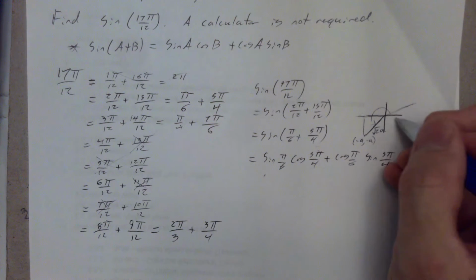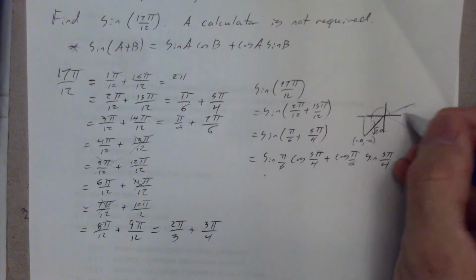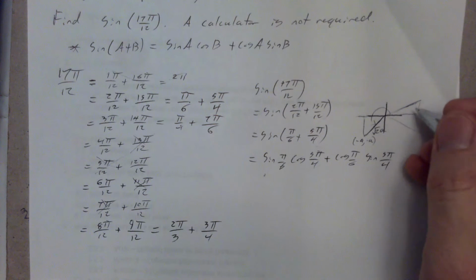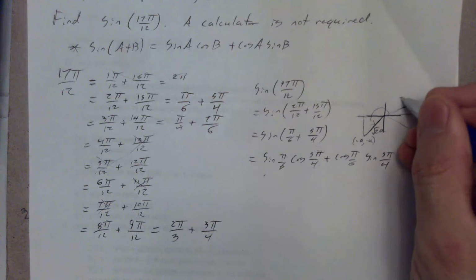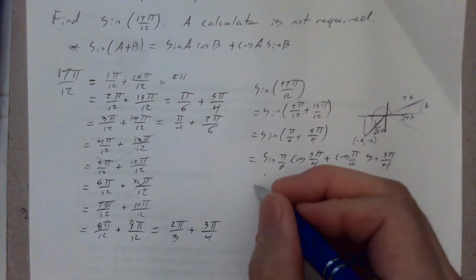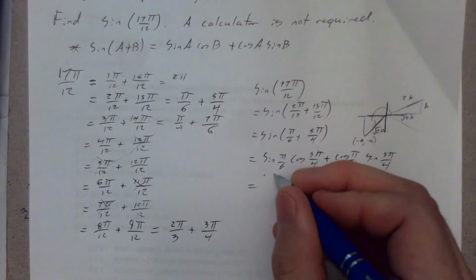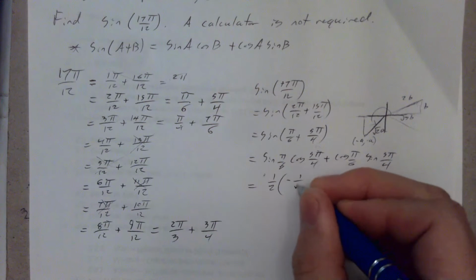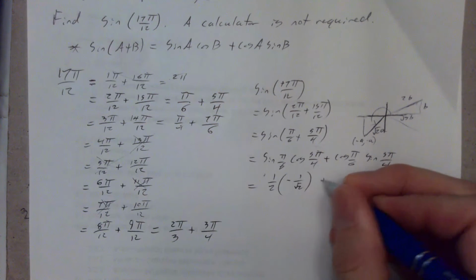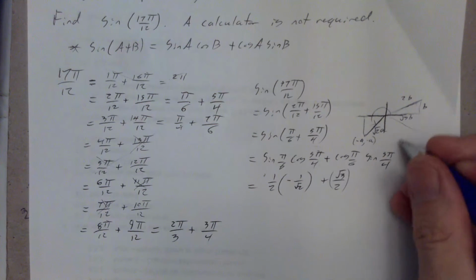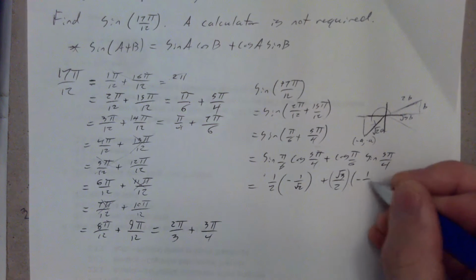Let me get my pi by 6 on there as well. I guess I shouldn't use the same a value here, right? Let's call it b, 2b, root 3b. I get that the sine of pi by 6 is 1/2, that the cosine of 5 pi by 4 is negative 1 over root 2, that the cosine of pi by 6 is root 3 over 2, and that the sine of 5 pi by 4 is negative 1 over root 2.